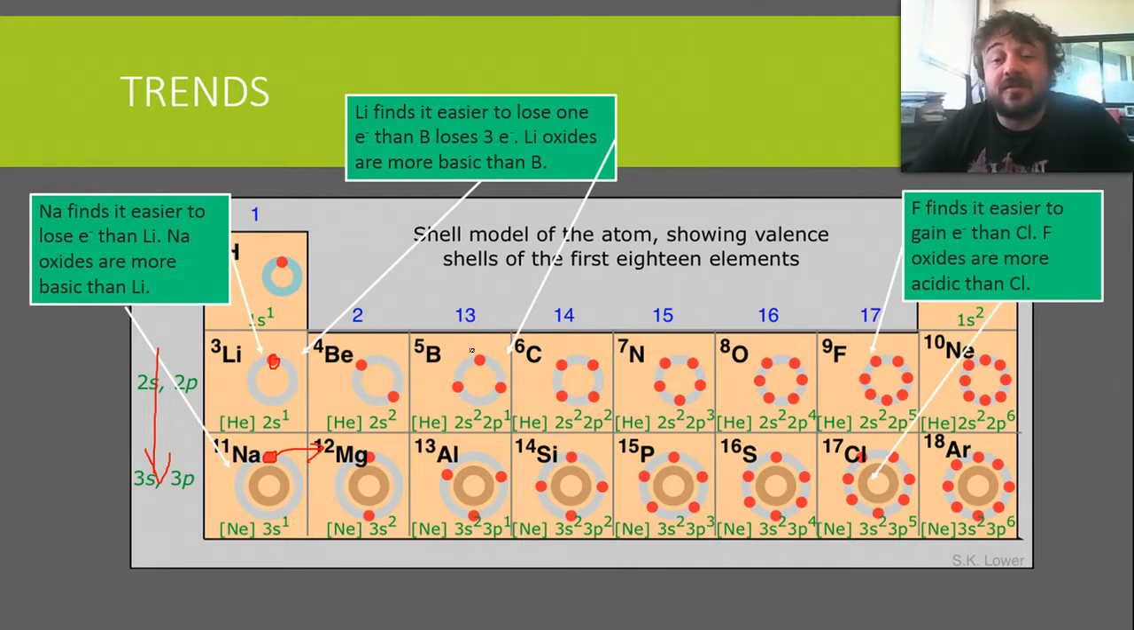All right, now we said the opposite is true as well. Fluorine finds it much easier to gain an electron than chlorine does. What this means is that chlorine oxides are not as acidic as fluorine. Fluorine, it's just easier. It's easier to attract the electron because it's closer to the positive nucleus. So because it's closer to the positive nucleus, it's easier for fluorine to gain an electron, which means fluorine oxides are more acidic.